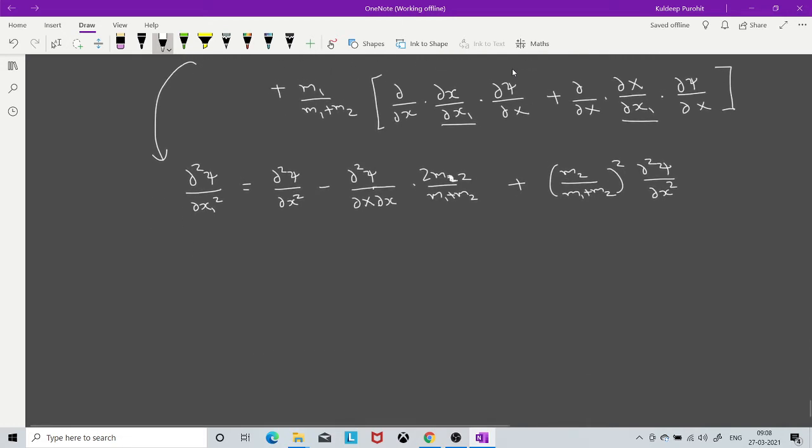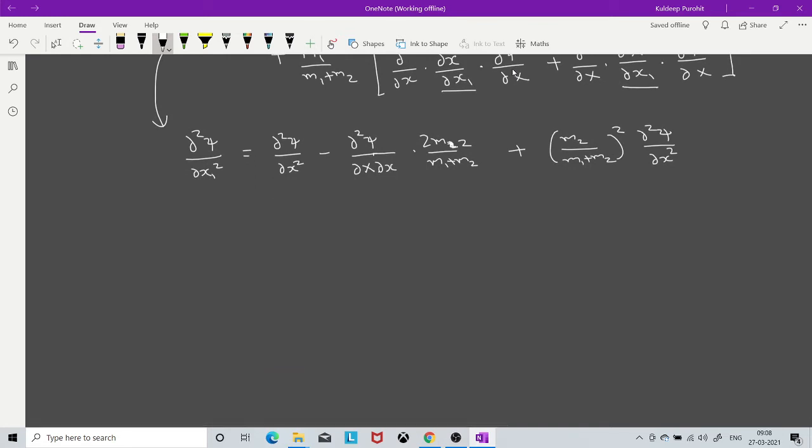So this will be the expression of del square psi by del x1 square, and you can see that this entire expression is in terms of small x and capital X. So we have removed the dependence on x1 from here, and you can similarly calculate the value of x2, no, here it will be m1 itself.